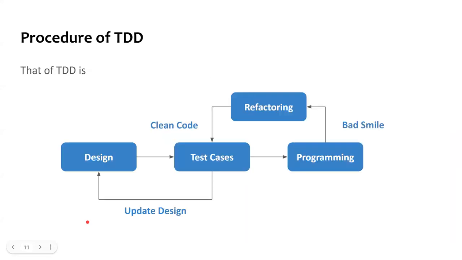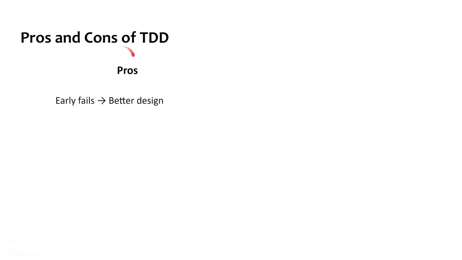And why do we care about TDD? What is the advantage or pros of TDD? TDD makes you fail early. You can find your faults in the early stage. That means you could reach a better design. And you can divide your program into smaller pieces. That means you can make your program modular. And because your program is modular, you can use some part of your program in other programs. And it enhances the code's usability.